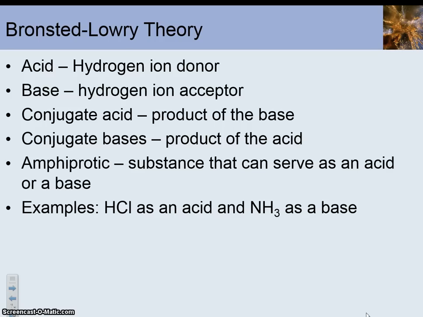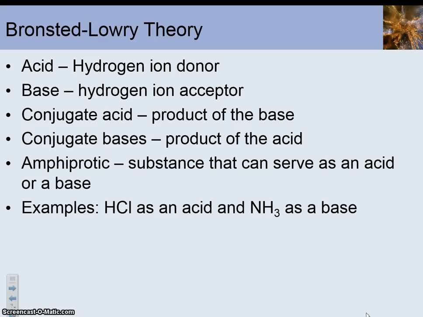So another model for acids and bases had to be worked on, tinkered with. And in the, I believe it's 1800s, two scientists, independent of each other, in Europe, I forget which countries, discovered a new way to look at acids and bases. And this is what we now know as the Bronsted-Lowry theory, named after those two independent scientists.